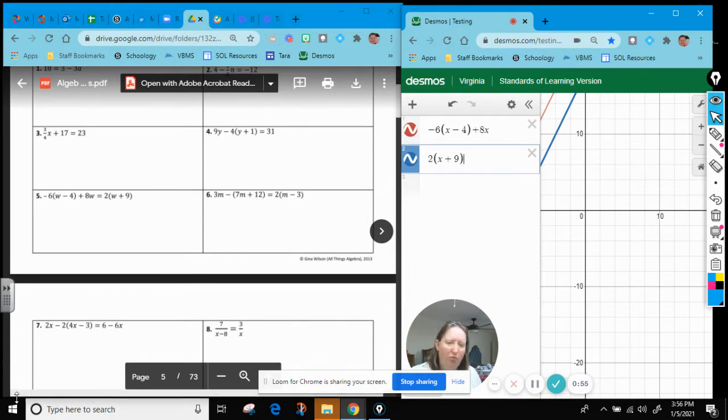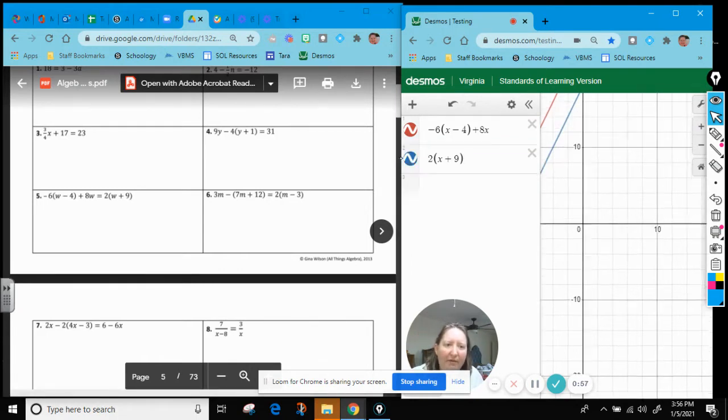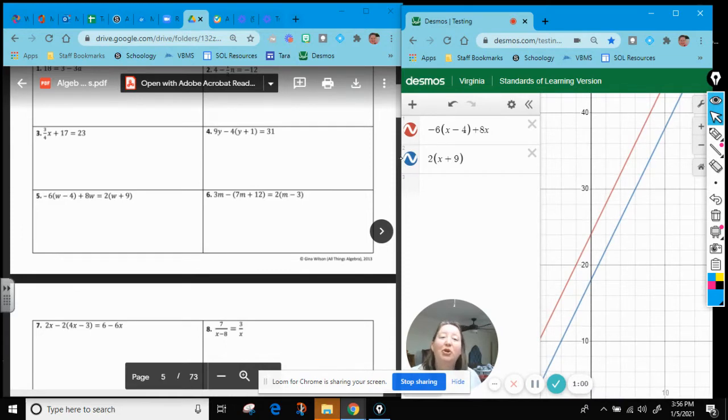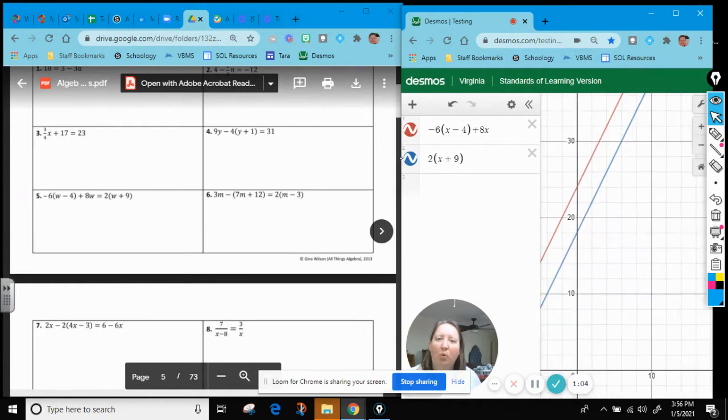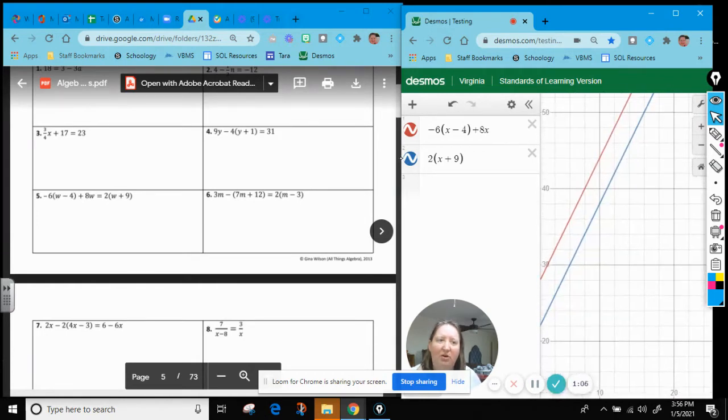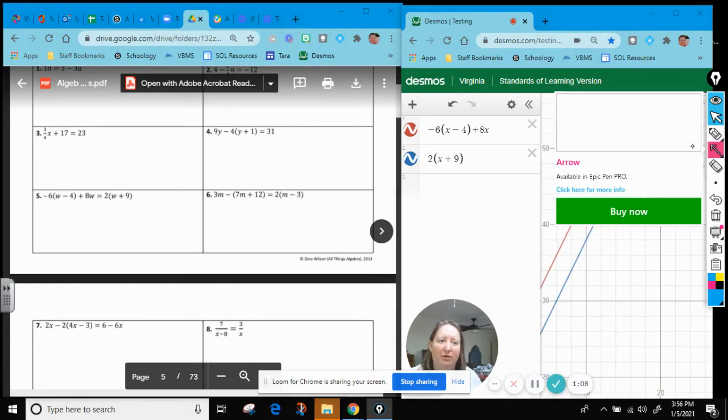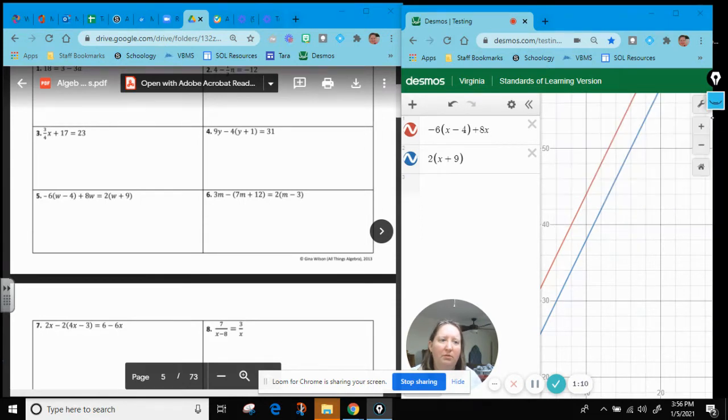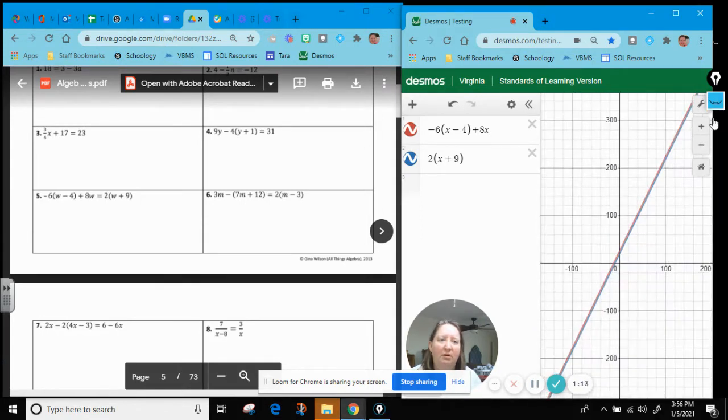Now over here on my graph, I'm going to look at where these two lines cross, and that's going to be my solution. But what are you noticing? Let's zoom out here. Oops, that's the wrong thing. Let's zoom out here.